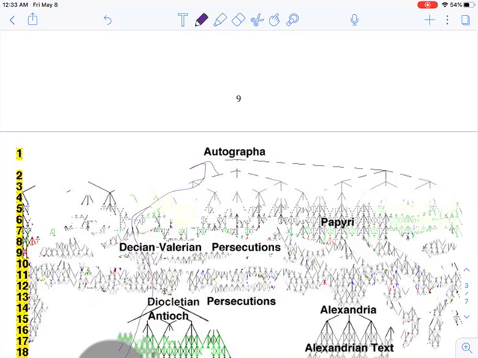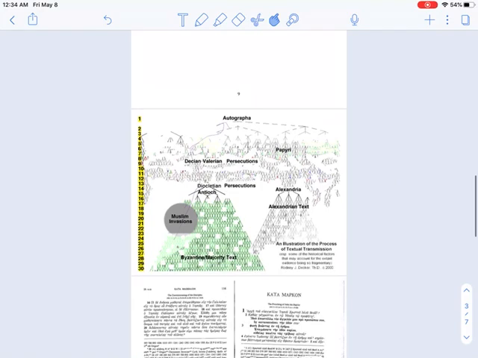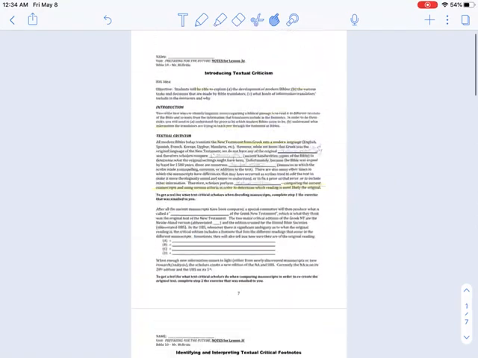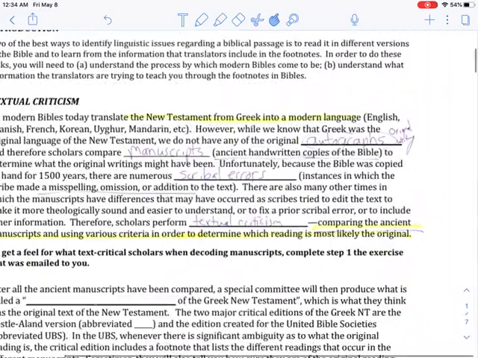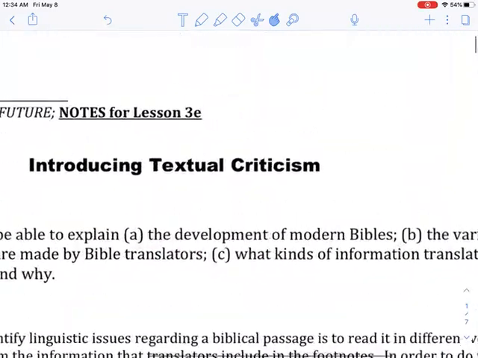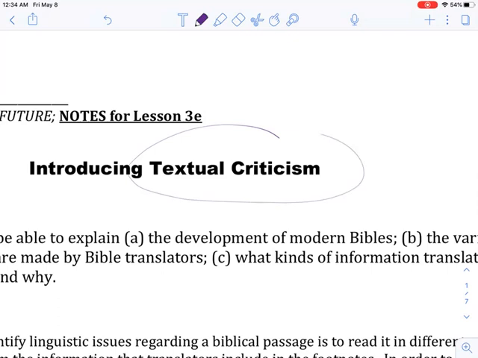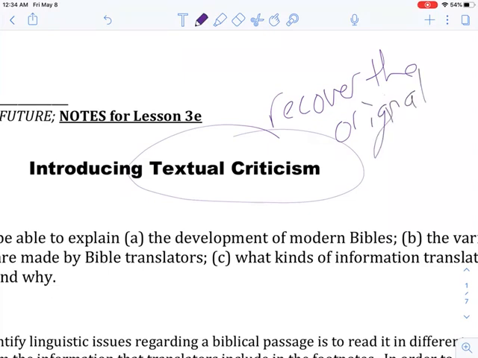They can only get so close, but the goal is to try to be able to tell what are the original words of the Bible. Again, that is what textual criticism is. What are the original words of the Bible? And the goal, and this is important because of all the scribal errors.